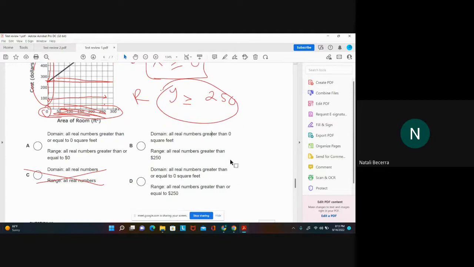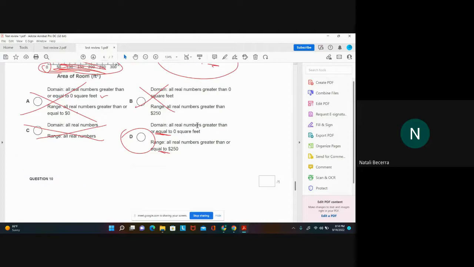Okay. Domain, they said all real numbers greater than or equal to 0. That's good. All real numbers greater than or equal to 0 for range? No, because I said 250, right? So this is not it. All real numbers greater than 0. All real numbers greater than 250. Why is this one not right? Because it doesn't have the equal to. And the equal to is important here because the 250 is included and the 0 is also included. So it's not that one. Are our numbers greater than or equal to 0? Yes, this is my answer here. Okay, all right, moving on.